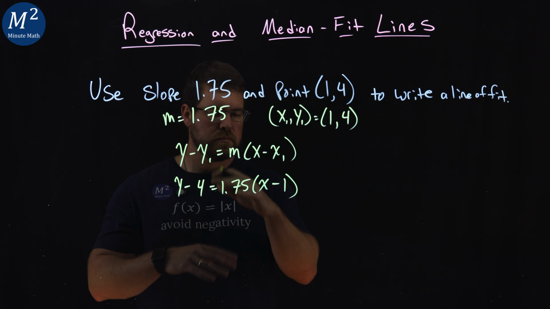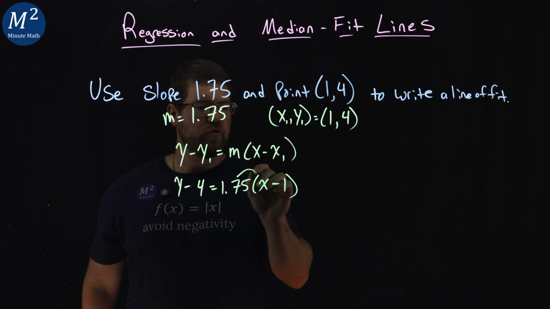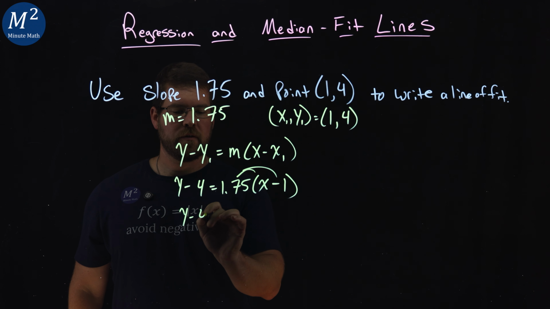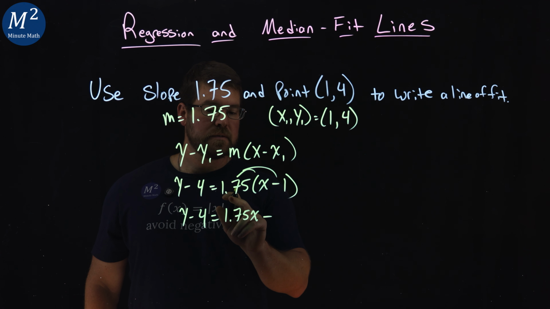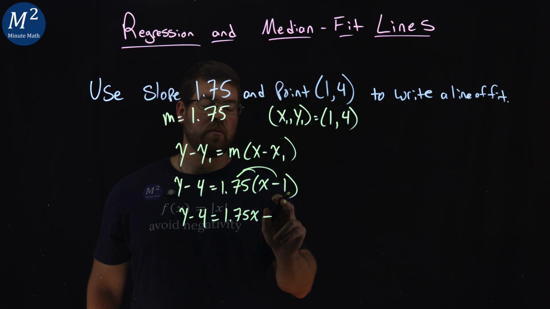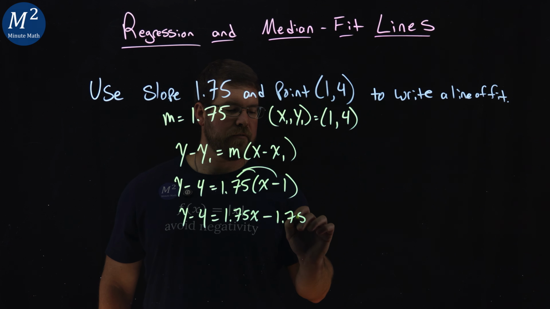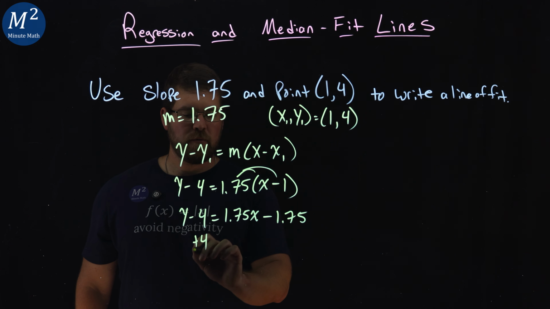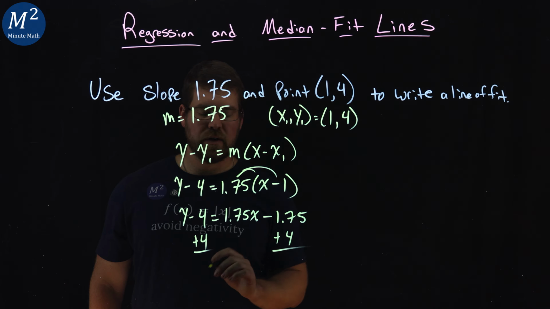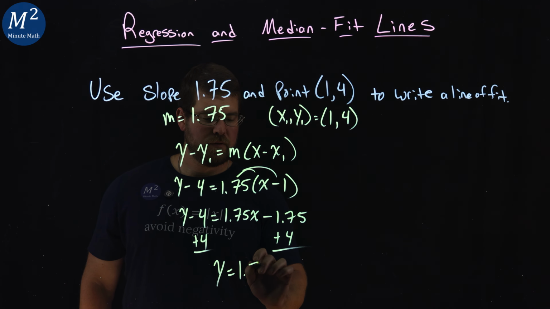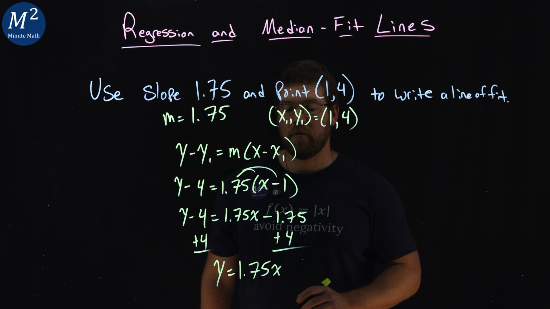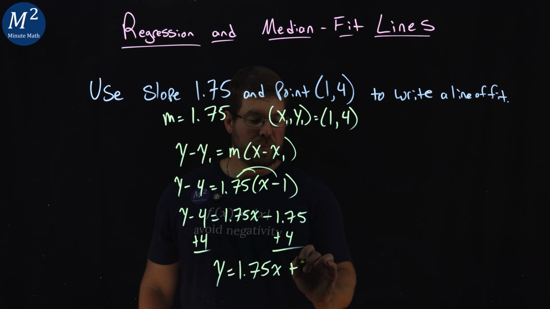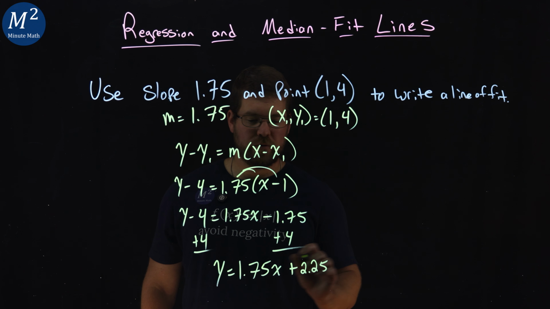So I'm going to simplify this. Distribute the 1.75, so I have y minus 4 equals 1.75x minus 1.75 times 1, which is a minus 1.75. I then want to add 4 to both sides of the equation so y is by itself. We have 1.75x, and minus 1.75 plus 4 is a positive 2.25.